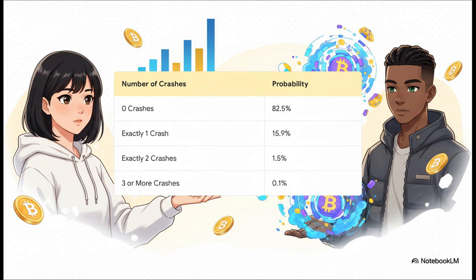We plug it into the Poisson formula, and suddenly we can turn uncertainty into actual intelligence. We can now ask, what's the probability of a crash next month? The model tells us there's an 82.5% chance of nothing, a nice calm month. But there's also a nearly 16% chance of exactly one crash, and a small but very real 1.5% chance of two. This is how you start to put a number on risk.